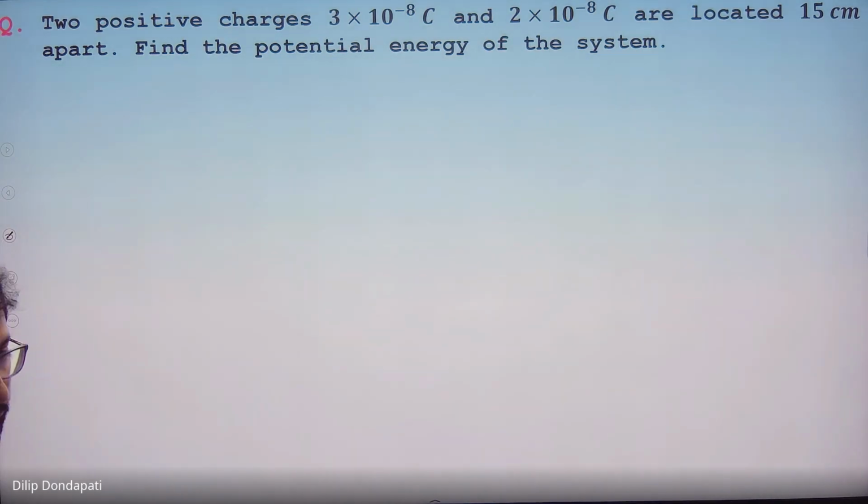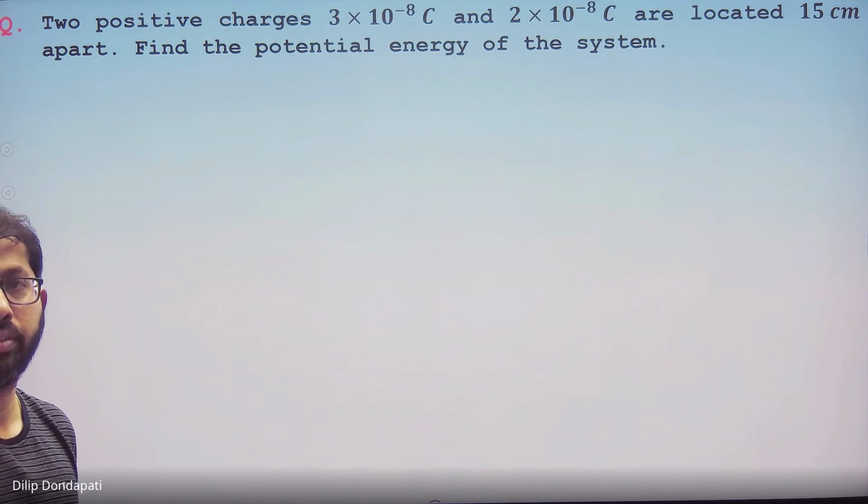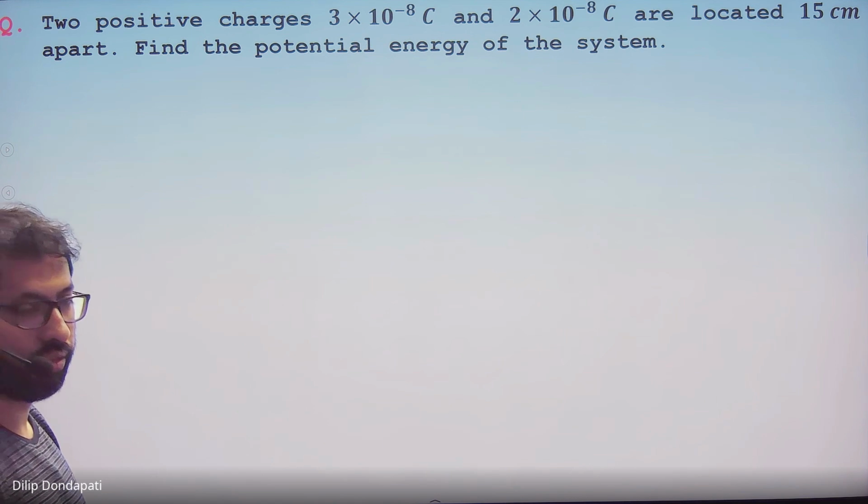The positive charges 3 into 10 power of minus 8 coulomb and 2 into 10 power of minus 8 coulomb are located 15 centimeters apart. Find the potential energy of the system. Two charges separated by distance are also given. Find the potential energy.